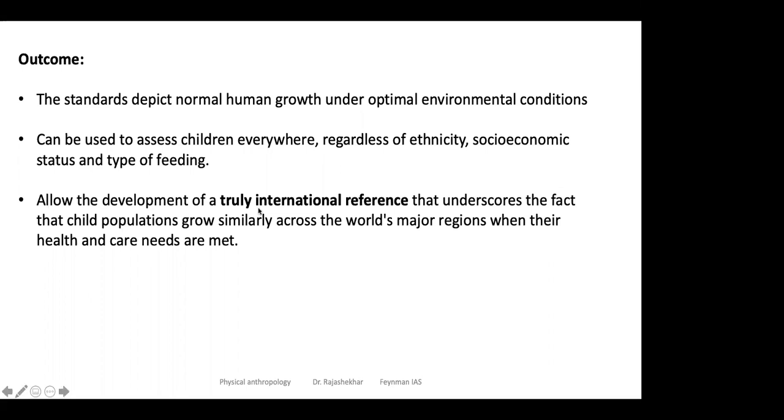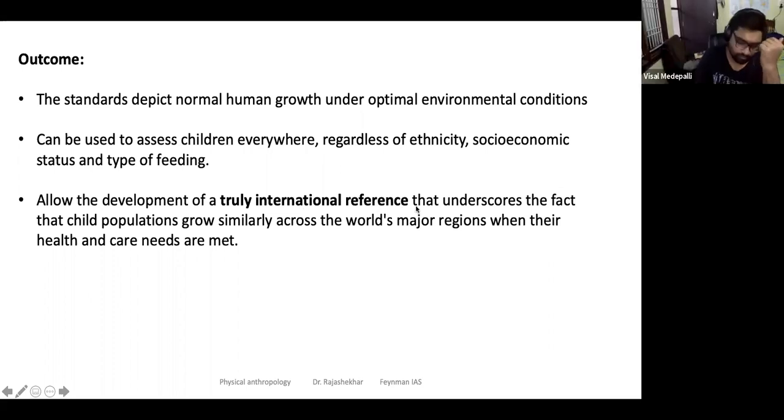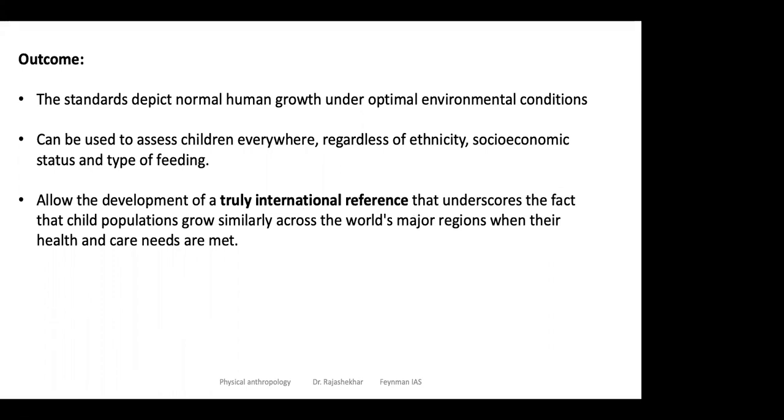Next, it allows the development of a truly international reference. So this will provide a true international reference, underscoring the fact that child populations grow similarly across the world's major regions when health and care needs are met. Doesn't matter whether they are in the US or in Mumbai or in Ghana. If the basic needs, meaning their family environment, their nutrition, the hygienic conditions, are met, I think we all should have equal or similar genetic potential. I don't say identical, but similar genetic potential we all should have. As per that, we should achieve the growth.